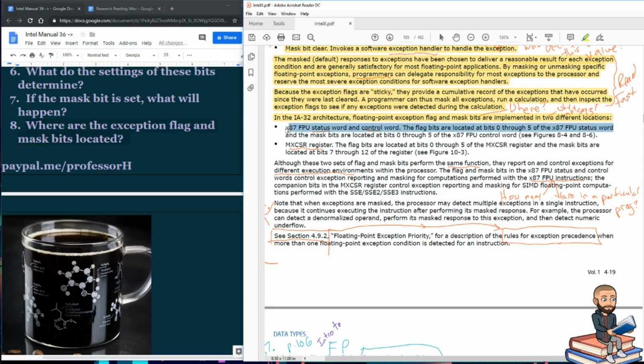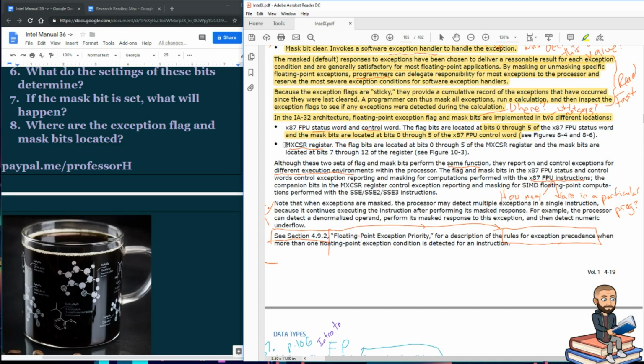The first answer is in the x87 FPU. That's the status word and control word. So that's kind of tricky. That's like 2 locations in one. Well, it says that the flag bits are located at bits 0 through 5 of the x87 FPU status, and the mask bits are located at bits 0 through 5 of that same area in the control word. So if you want to be nice and specific when answering that question, you could just highlight the idea that it's bits 0 through 5.